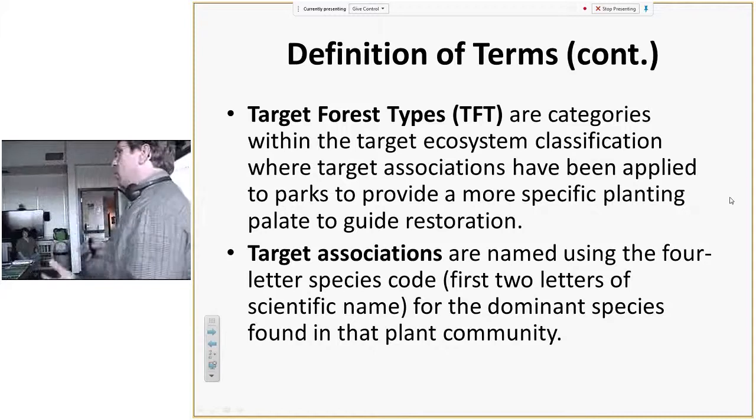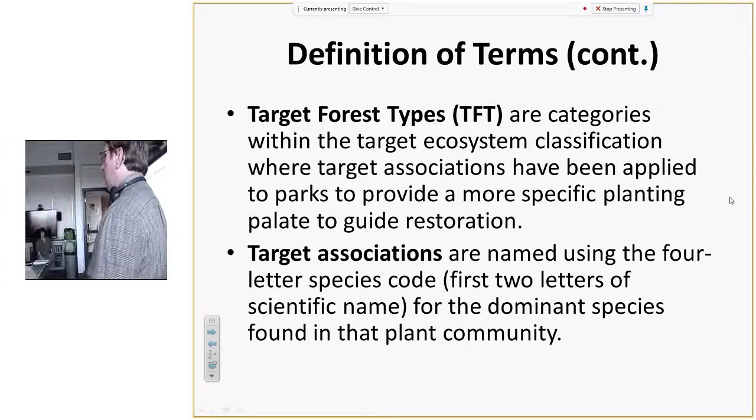So what's a target forest type? That's the dominant plants in the highest canopy within an area that we'd like to see in the greater Seattle area. And so you need to understand where we are in the Puget Sound, in Western Washington, and why those plant communities happen to occur in Seattle.